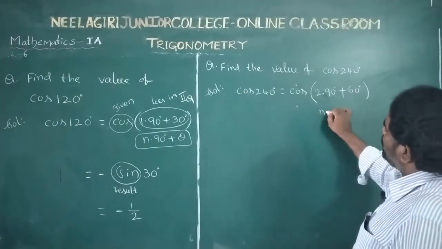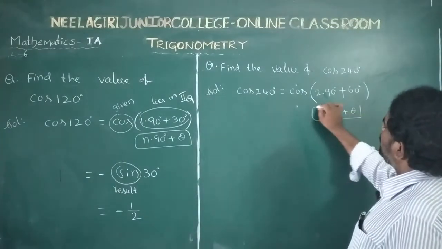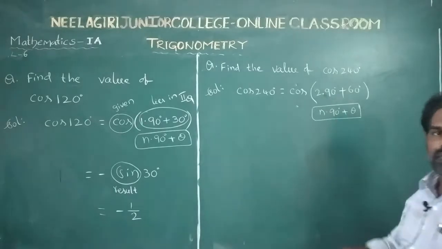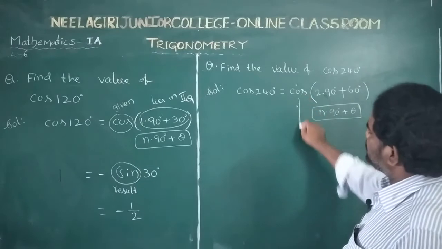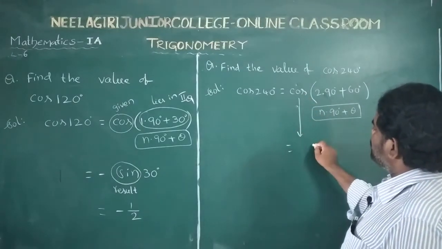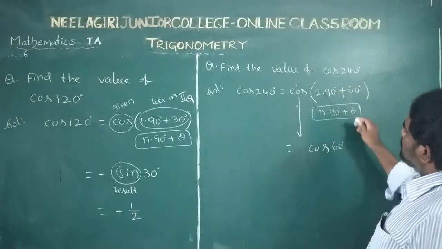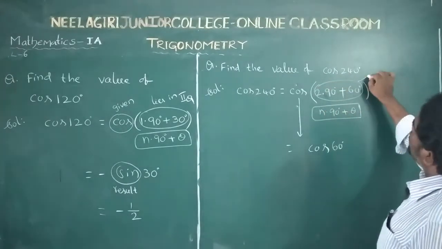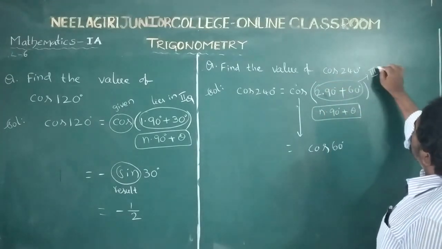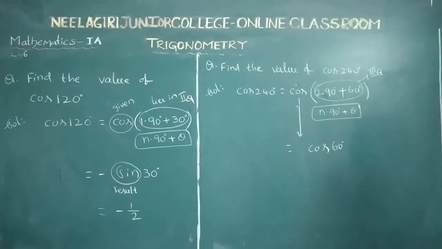Now, this is in the form of n into 90 plus theta. What is the n value here? 2, an even number. Cos remains cos. The angle is 60 degrees. This angle lies in which quadrant? 2 means second quadrant, plus some angle, so it lies in the third quadrant. Understand?